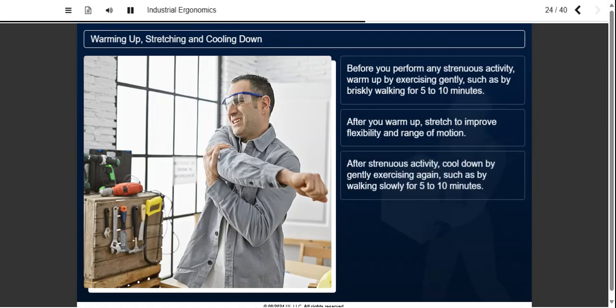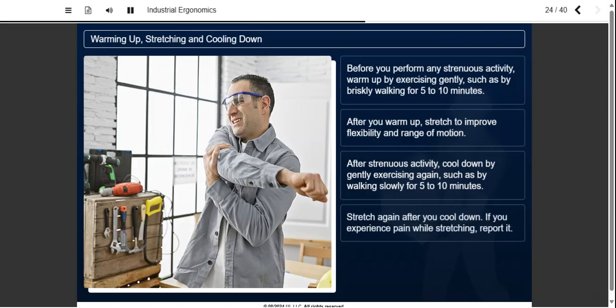After strenuous activity, cool down by gently exercising again, such as by walking slowly for 5 to 10 minutes. This will give your heart and blood vessels a chance to ease back into normal activity or rest by gradually recovering your resting heart rate and blood pressure. Stretch again after you cool down. Stretching may feel uncomfortable, but it should not be painful. If you experience pain while stretching, stop and report it.